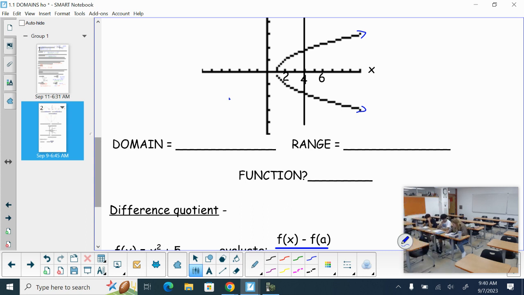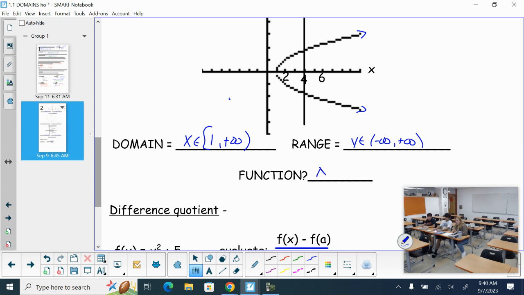Check the domain: x is a member of 1 to positive infinity. Did you include 1? Yeah. All right, put a bracket in there. Range: what do we have for range? Justin: negative infinity to positive infinity, because those will extend up and down. This is vertical, so is it a function?